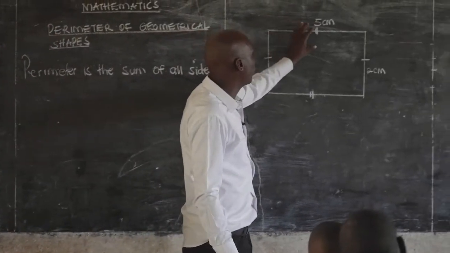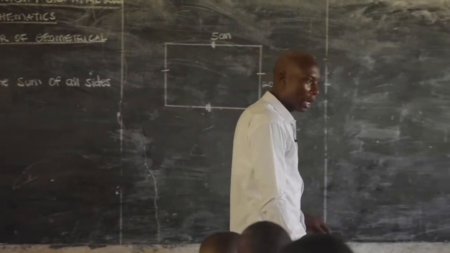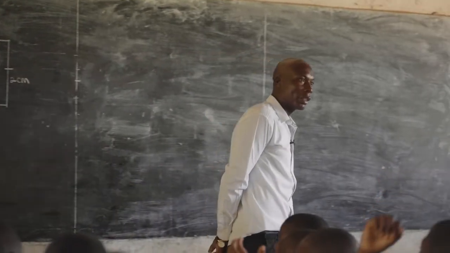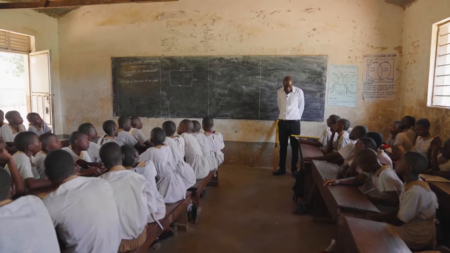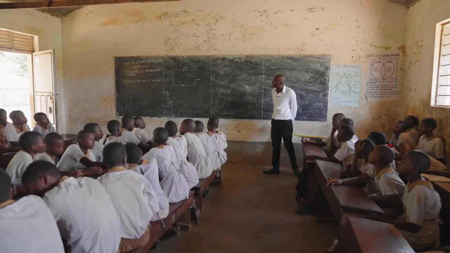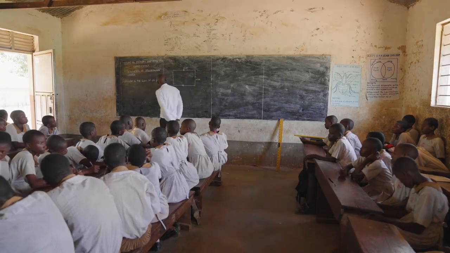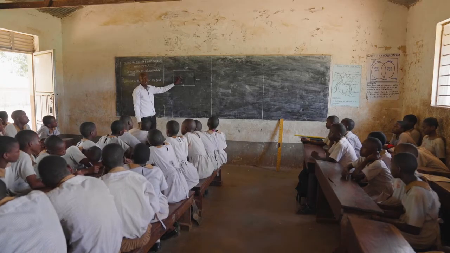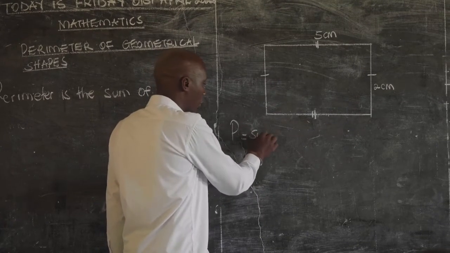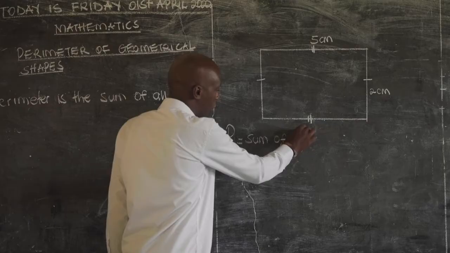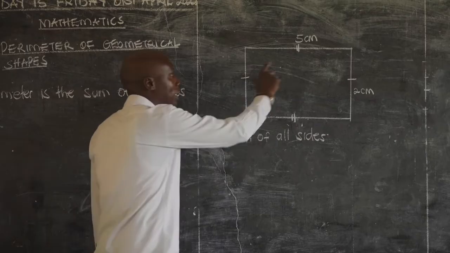For example, if we look at our diagram, how do we call this diagram? Rectangle. How many sides does it have? 4 sides. So we are going to see how we can get the perimeter of this rectangle. Are we together? So we shall say perimeter is equal to sum of all sides. And how many sides are here?